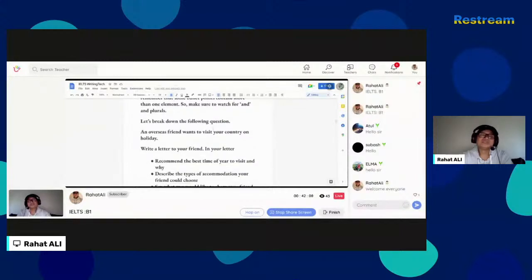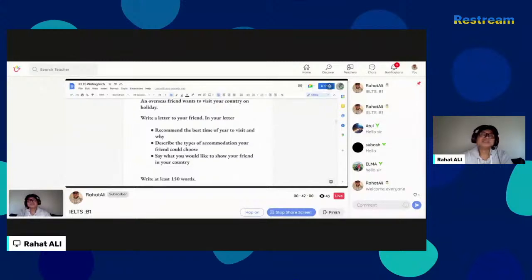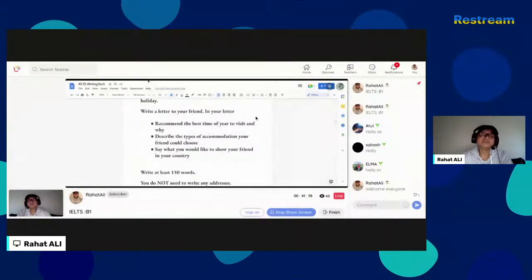Let's break down the following questions. An overseas friend who wants to visit a country on holiday. Write a letter to a friend. In the letter, recommend the best time of year to visit and why. Describe the types of accommodation your friend could choose. Say what you would like to show your friend in your country.